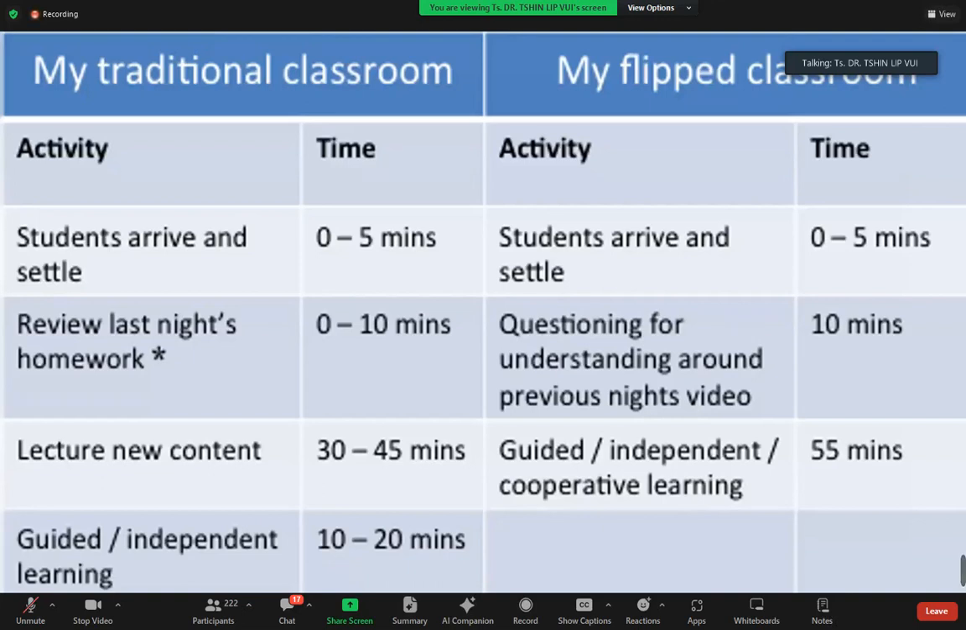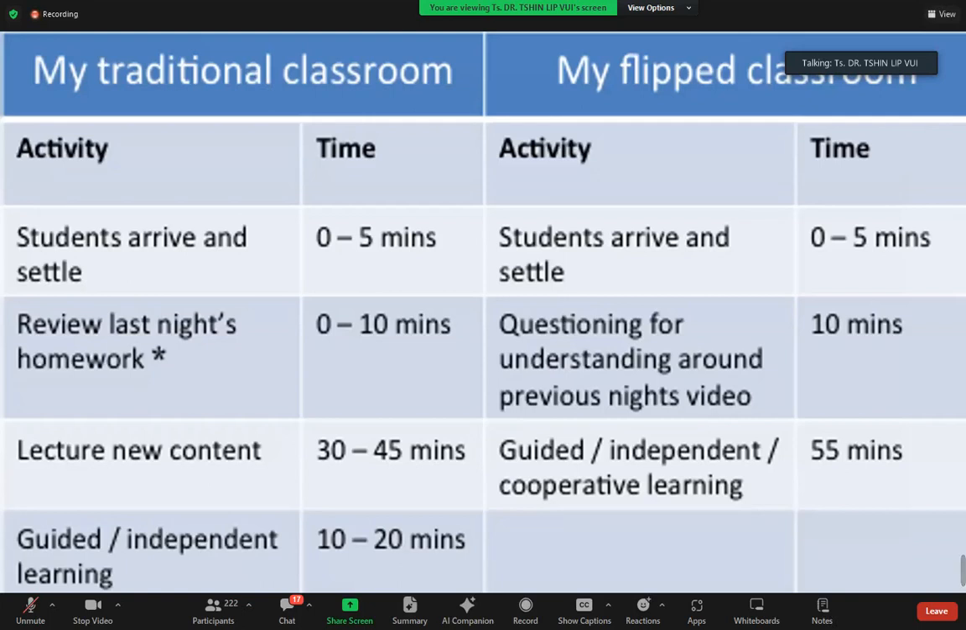For example, we will ask some questions about what they learned last week or last class, to refresh and recall what they learned, and then keep consistency with the topic they are going to learn today. Then the lecture takes 30 to 45 minutes. After the 45 minutes, we have to stop. And then guided independent learning is 10 to 20 minutes, which means students have their own time to discuss with other students.